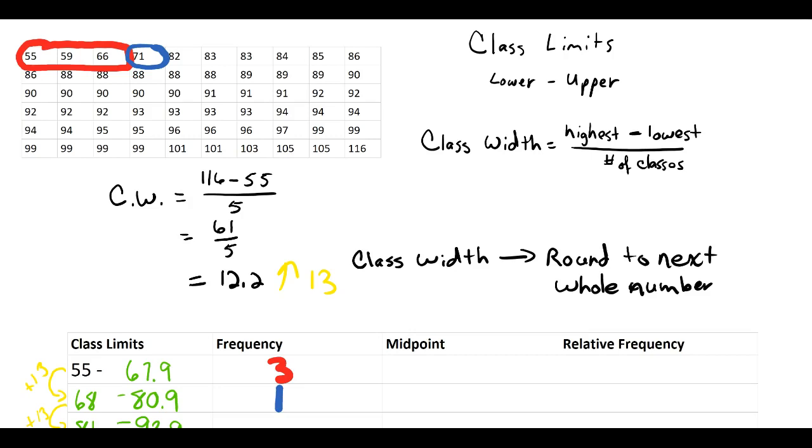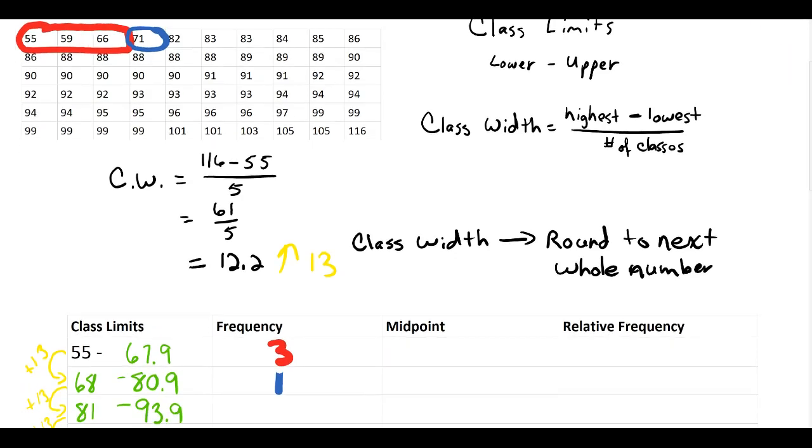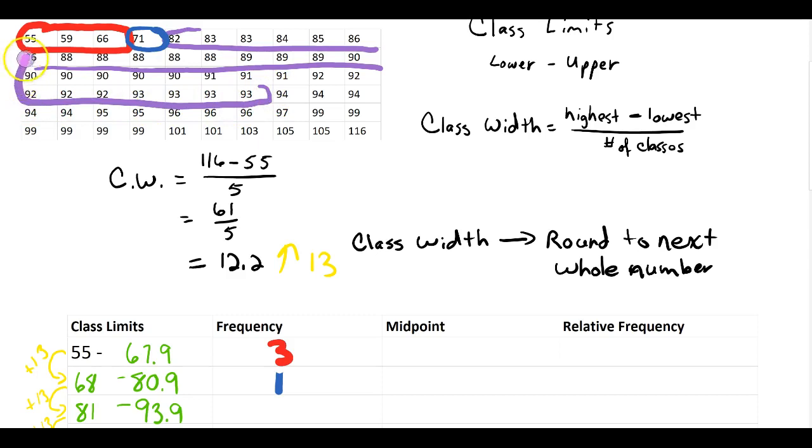Then I have, let's see, 81 to 93.9. So 81 is going to include all of these, because I'm going to 93.9. So here's where it will stop. It includes all of these values, and if I count those up, that should be 33.